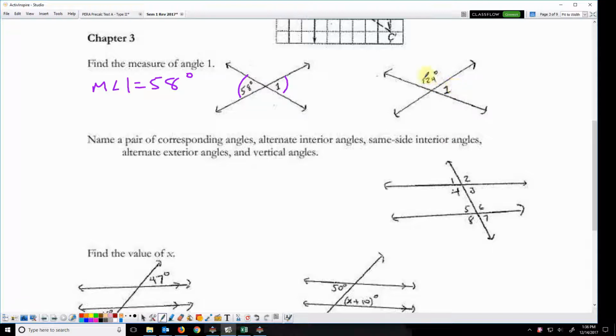Here we've got a linear pair. They are adjacent and supplementary. So angle 1 plus 124 equals 180. So minus 124, the measure of angle 1 is 56 degrees.